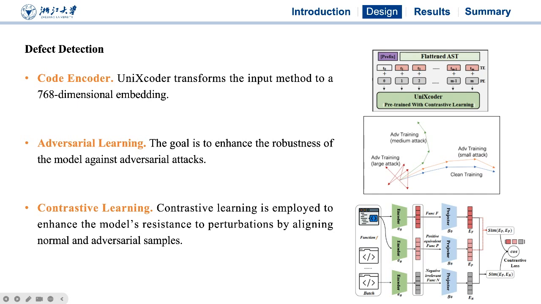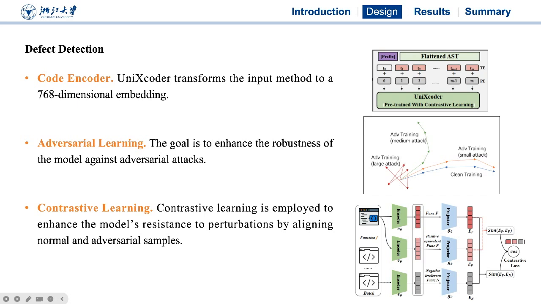For the code encoder, we use UniXcoder as the code encoder in Augur to embed code features at the method level. UniXcoder converts the input method into a 768-dimensional embedded representation. For adversarial learning, our goal is to enhance the robustness of the model against adversarial attacks. We use FGM to carry out adversarial attacks on UniXcoder to generate the encoded samples after the attack.